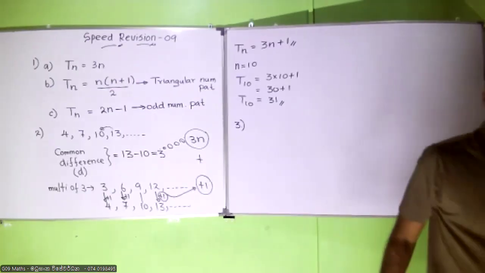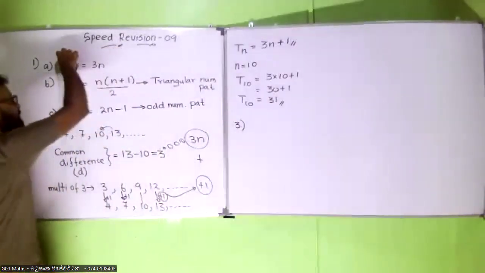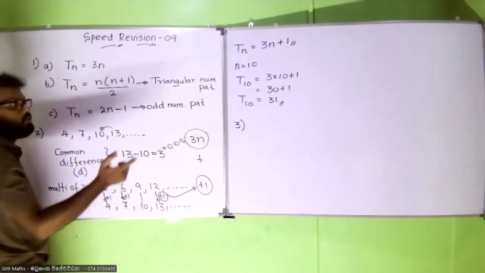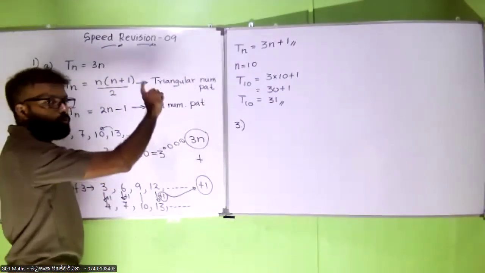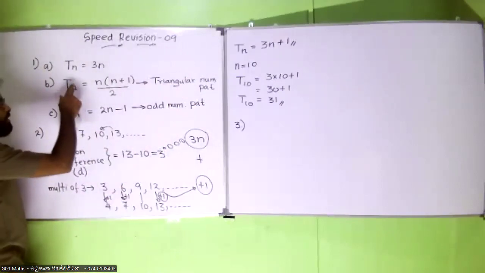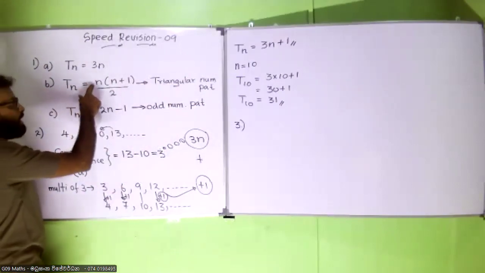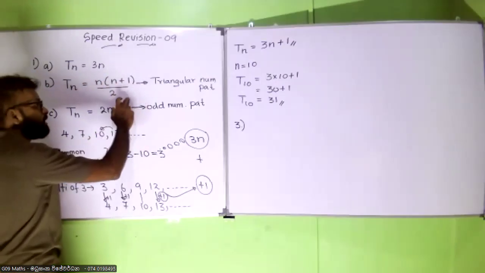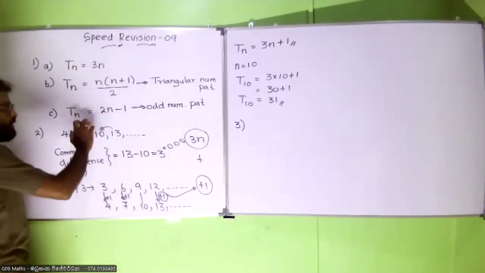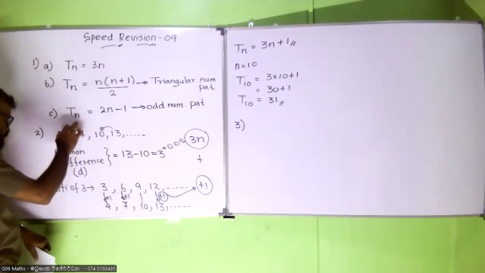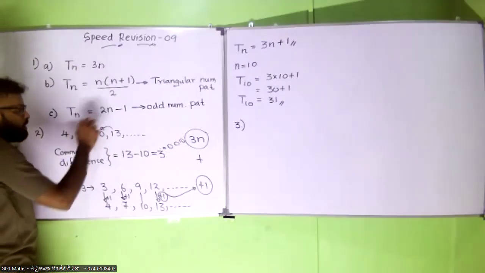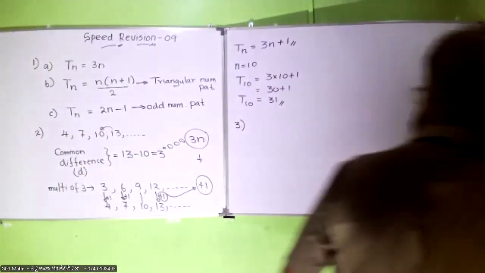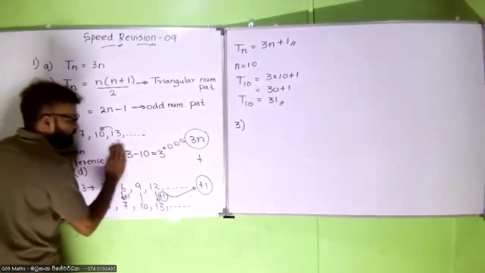I will start it from the beginning. Here you have been asked the multiples of 3 in part A. In the next part, they are asking what is the general term of triangular number pattern. Tn represents the general term, n times n plus 1 divided by 2. Then odd number pattern, the general term is 2n minus 1. So I will do the second question again so that you can understand.